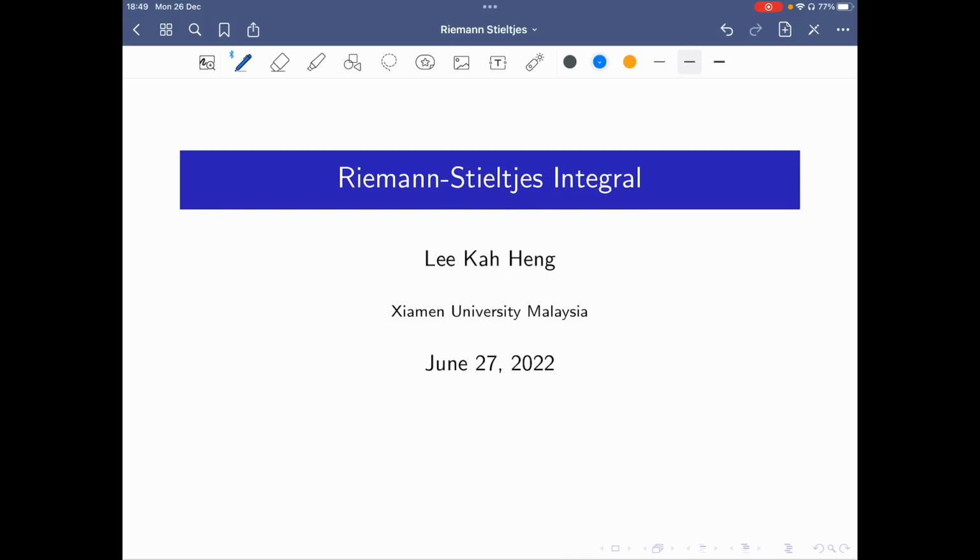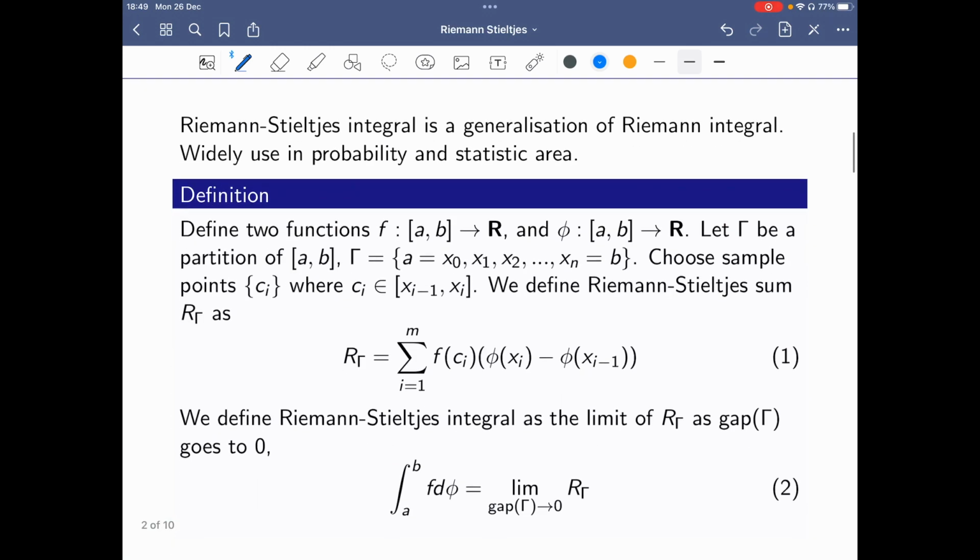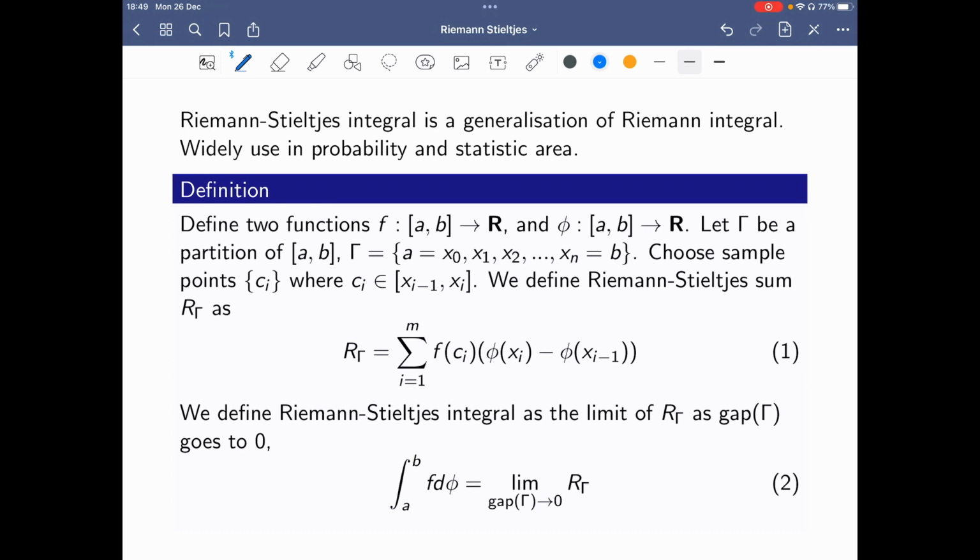So here I'm going to give you some introduction about the Riemann Stieltjes integral, maybe its definition and some easy theorems about it. So let's step into the definition part. Define two functions f from [a,b] to R and another phi from [a,b] to R, and let gamma be a partition of [a,b], which is the parts where we define a and b.